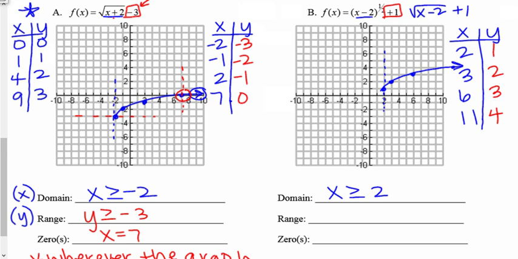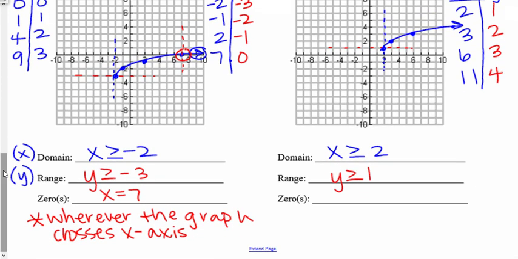Let's look at my range. What y value am I starting at? I'm starting at the y value of positive 1, and I'm including everything bigger than that. So y is greater than or equal to 1. Question, do I cross the x-axis at all in this graph? No, I don't, and I never will. I'm going to keep going up and up to the right. After this, I start above my axis and I will never come back down to it. So my zeros, in this case, I have none.